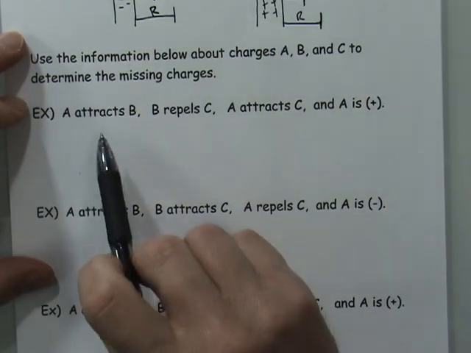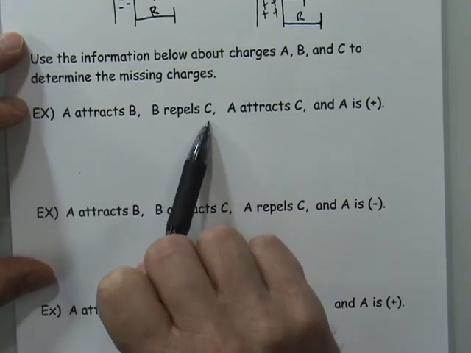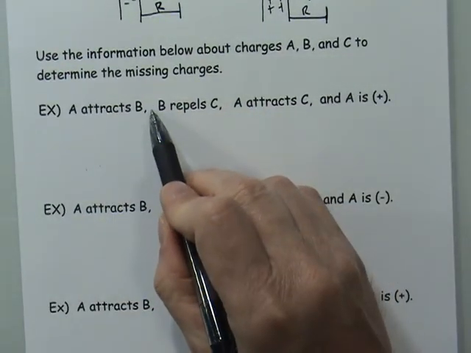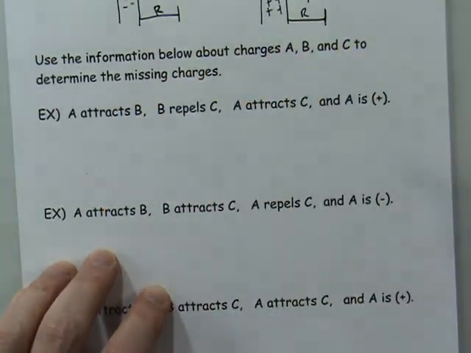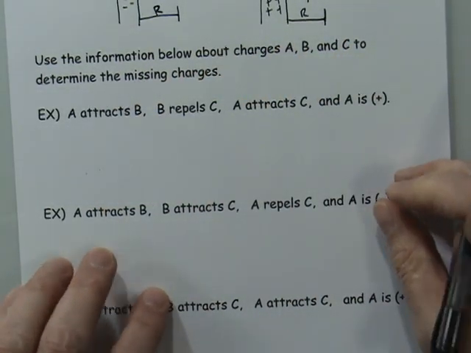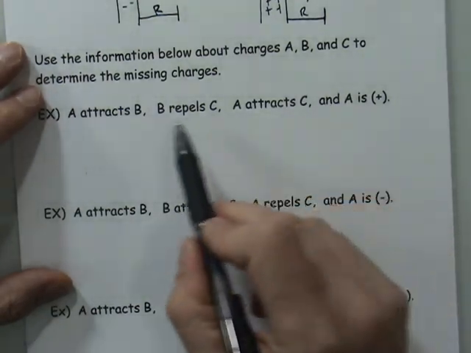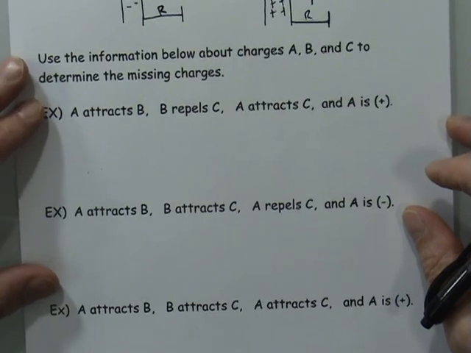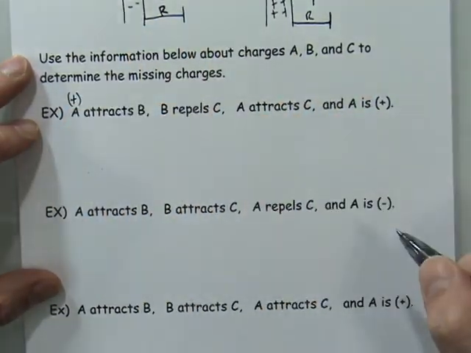So in the first example, we're going to have A is attracted to B, B repels C, and then A attracts C. Now you want to write this down. If you notice, I left quite a large space between them, and the reason is that I'm going to put symbols above the letters to represent their possible charges. This is just a way of organizing my thoughts so that I can come up with the best possible answer. Now, one of the charges has to be given to you. If you don't know anything about any of these charges, then we can't really know anything. But in this case, we are told that A is a positive charge.